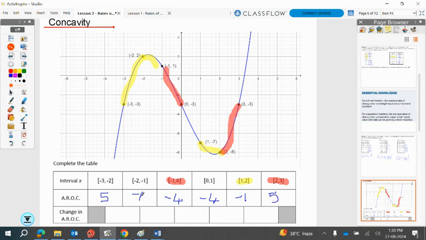Let's look now at the difference between the average rates of change over these two intervals. So here, the average rate of change has decreased by -6. How about here? What's the average rate of change changing by? It's going down by -3. Between these two, there's no change. Between these two, it's increasing now. It's going up by 3. Between these two, it's increasing by 6. What do we see?